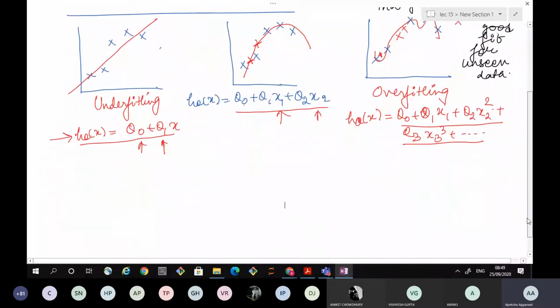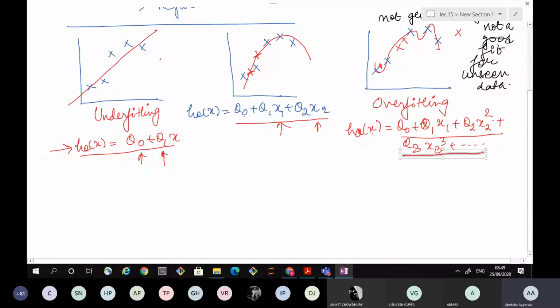So whenever we have multiple parameters, if the number of features is extremely larger than the number of samples that I have, the number of training examples, this means I'm adding so many parameters like theta 3, theta 2, theta 1. So many features are there: x1, x2, x3, xn, with specific polynomial terms and many other terms. In that case, we can say that it is overfitting.